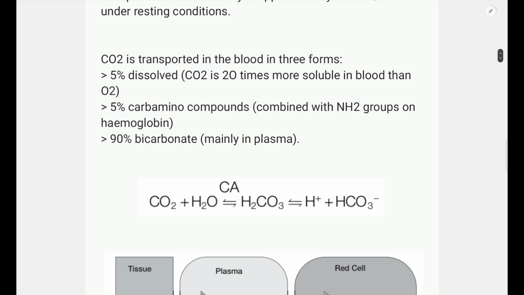Now we will discuss CO2 transport. CO2 is transported in blood in three forms. 5% is transported in dissolved form. 5% is transported as carbamino compounds. These are bound with the NH2 groups on hemoglobin, and 90% of CO2 is transported as bicarbonate.